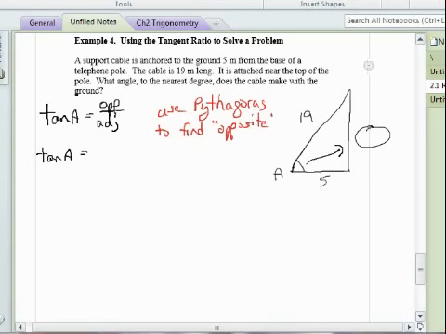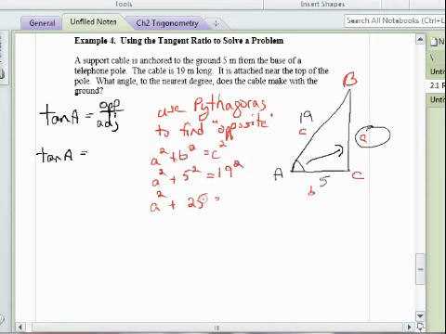So if I call that one A, I'm going to call this one B, I'm going to call this C. That makes this little c, this little b, this little a. And I can go a squared plus b squared equals c squared. I can plug in my numbers. A squared, A I don't know what it is. B is 5, that equals 19 squared. I can make that a squared plus 25 equals 361.